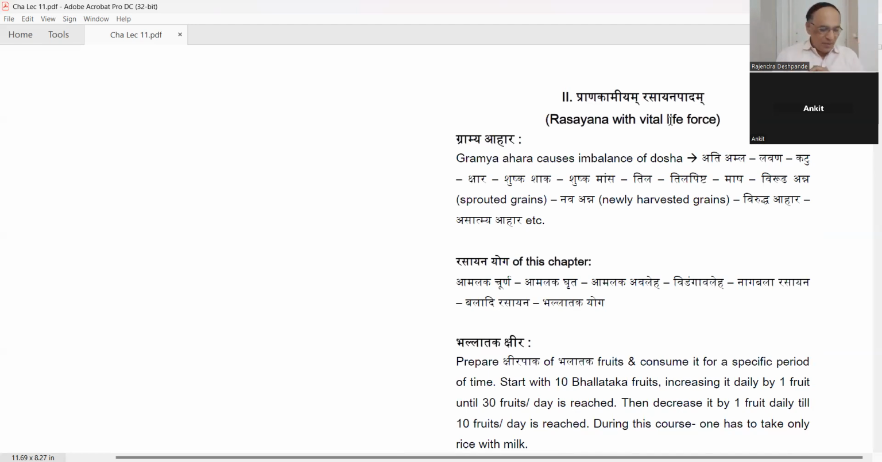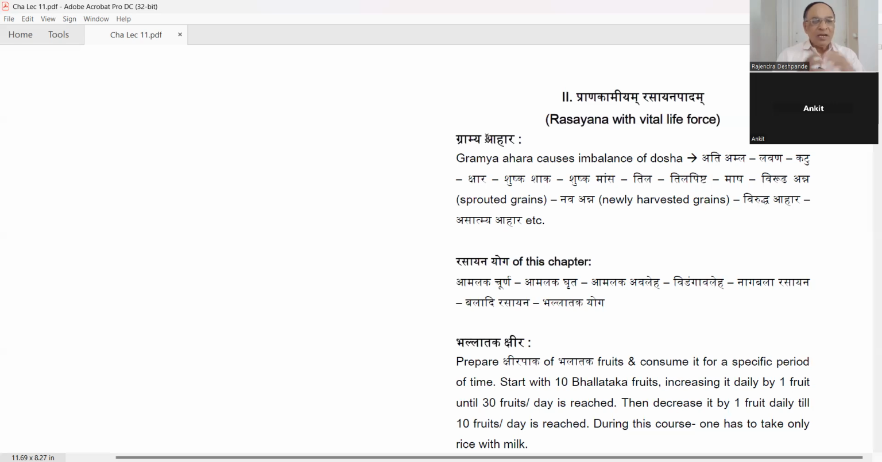In Pranakamiya Rasayanapad there are basically the Rasayana Sevan Labh, benefits of Rasayana. Please write down the keywords: benefits of Rasayana. Then Gramya Ahar Sevana. Hani means damage to our human body because of this type of improper food, Gramya Sevana.